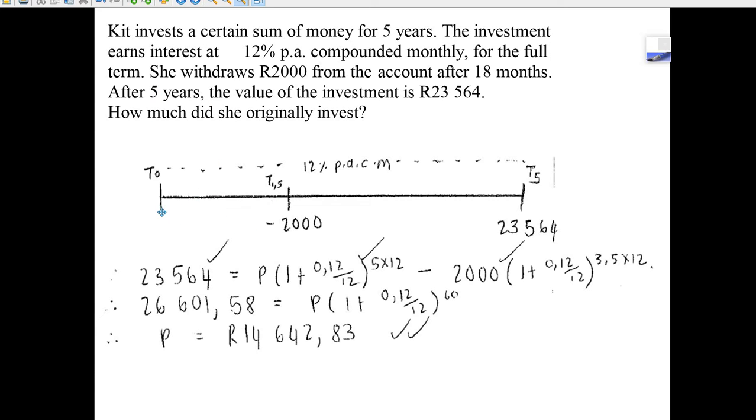One thing she decided to do is to draw a timeline, which is really good, of all the story that's up here. There's this person, Kit, and they invest a certain sum of money for 5 years. The investment earns 12% compounded monthly for the full term. She withdraws $2,000 after 18 months, 1.5 years. After 5 years, at the very end, this is the value of the money.